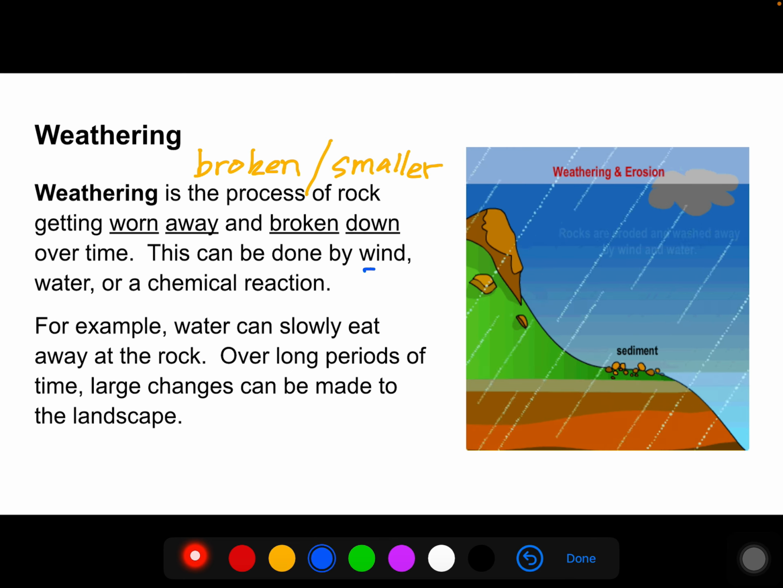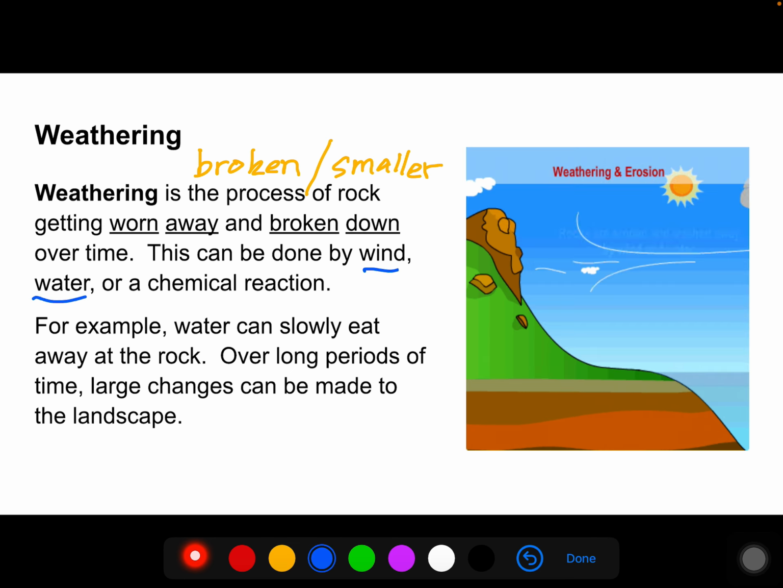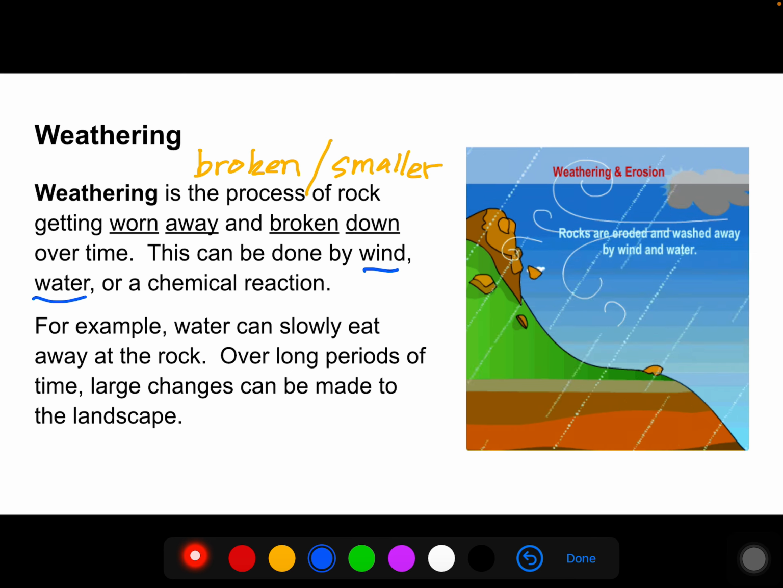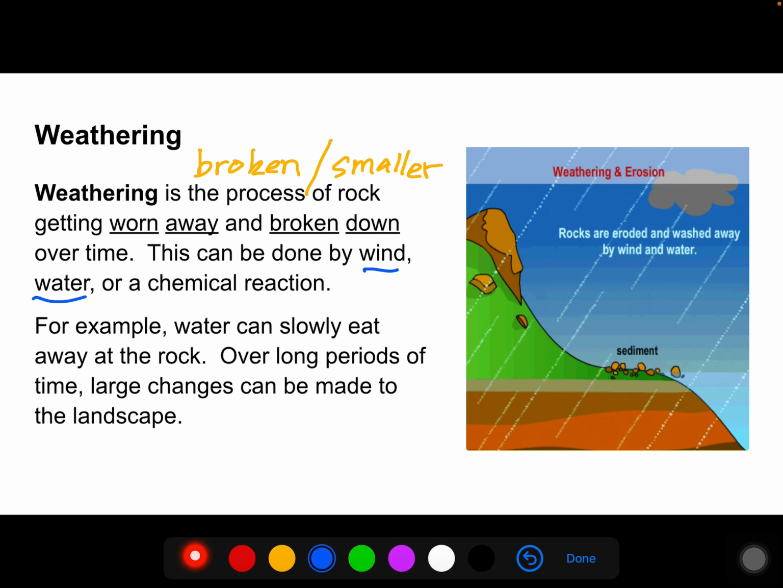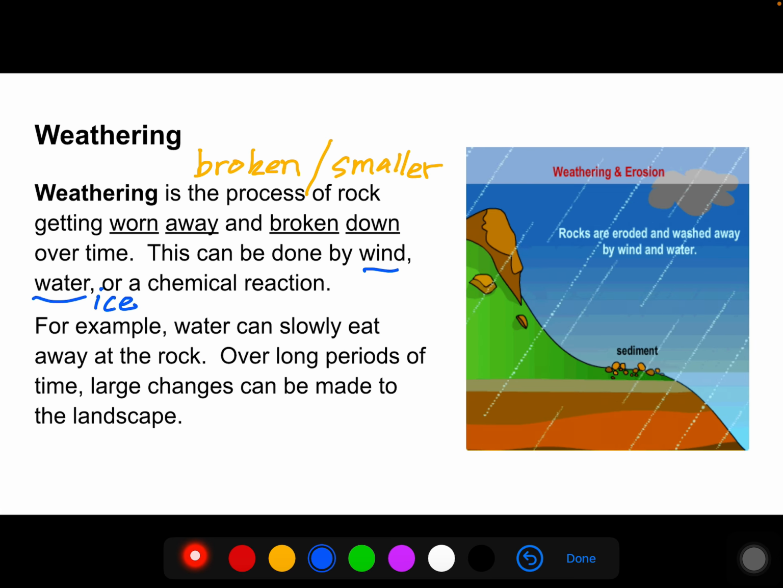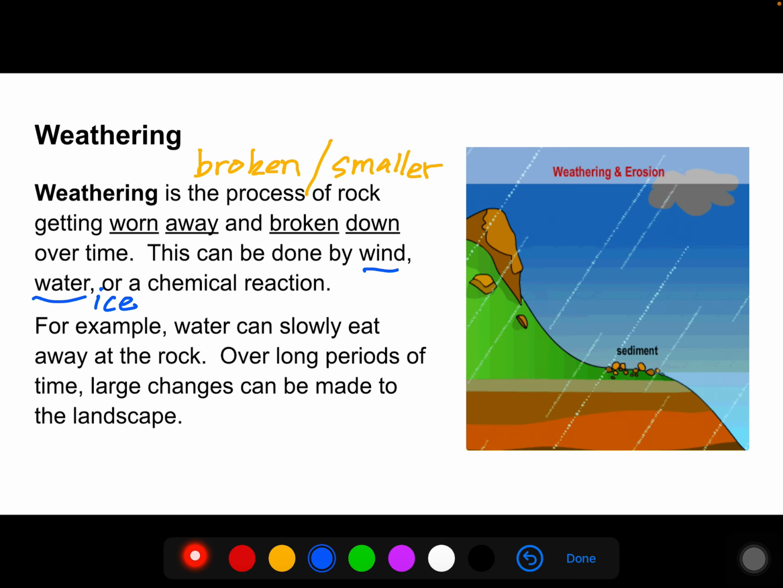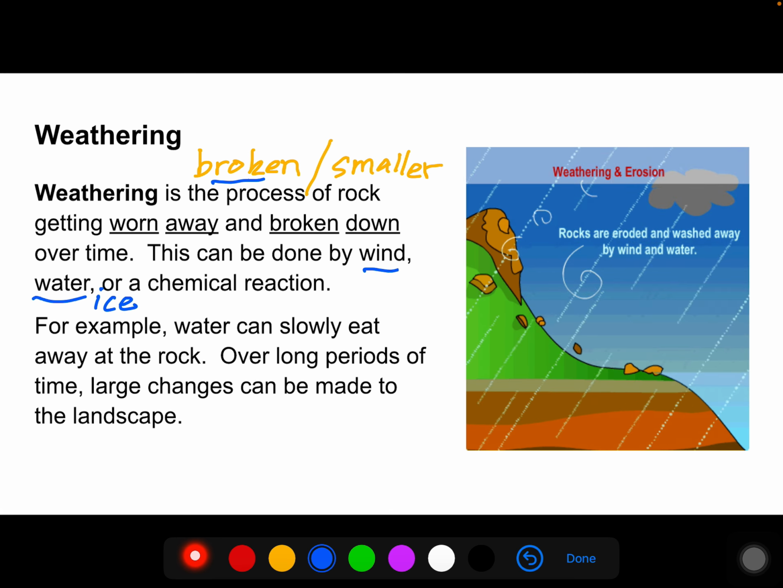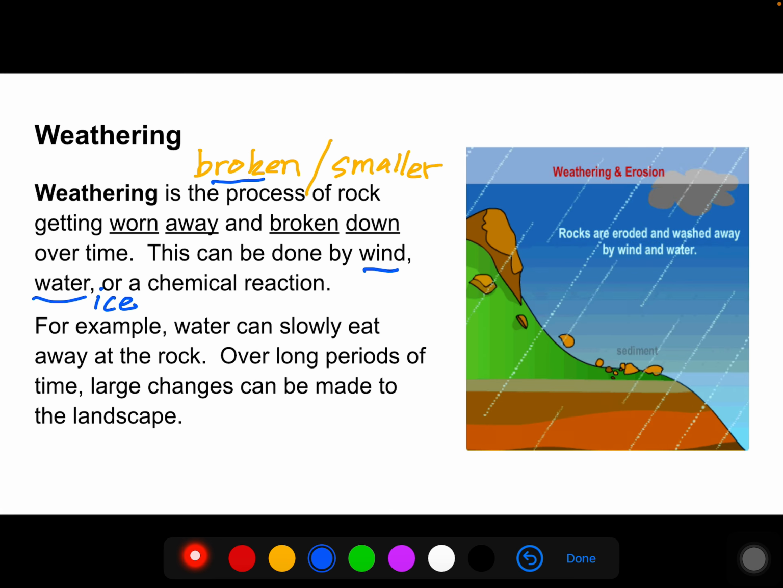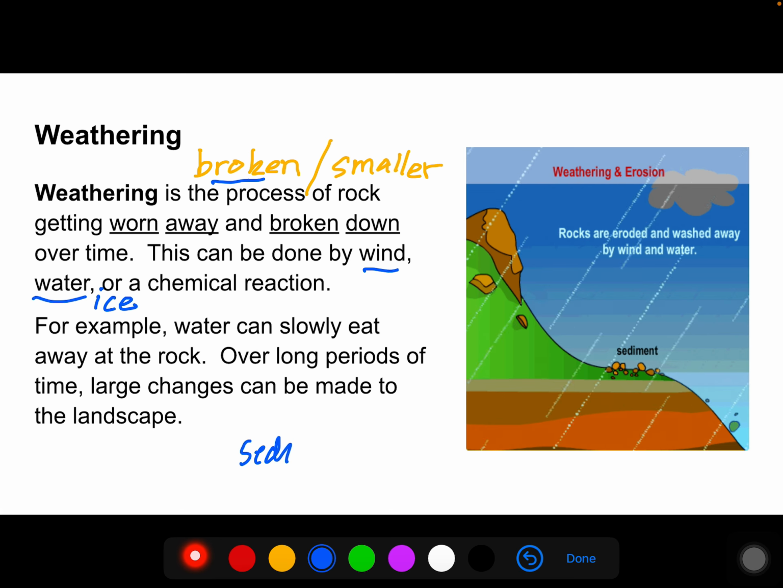We can have wind, we can have different water, like rain, like rivers, like waves, all of those things changing the size of the rock. Even water freezing into ice can expand and make cracks bigger to break the rock further. So weathering is breaking it down into those smaller pieces, and that, of course, is our sediment that we are thinking about.